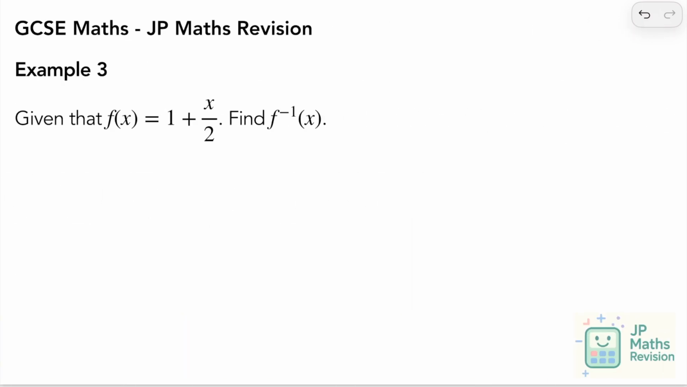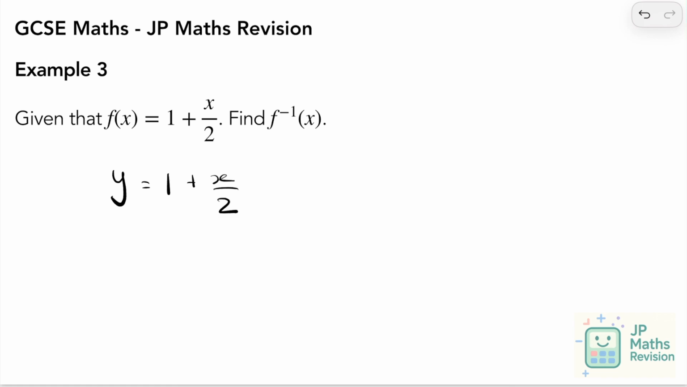Here's another example. Given that f of x is 1 plus x over 2, find the inverse. This function takes a value, divides it by 2, and then adds 1 to the result. So the opposite is going to be subtracting 1 from the result and then multiplying the whole thing by 2. So again, we're going to write f of x as y. So y equals 1 plus x over 2.